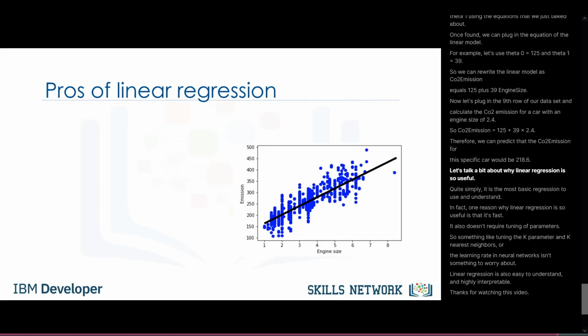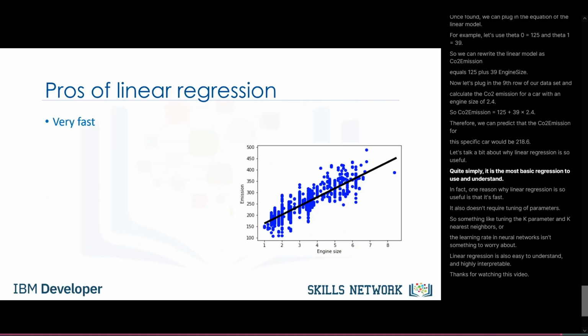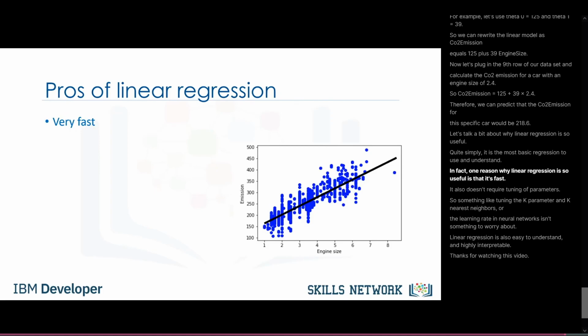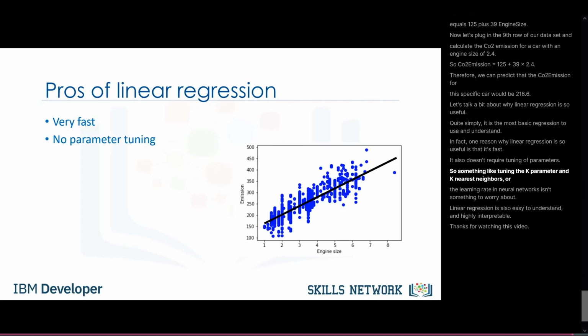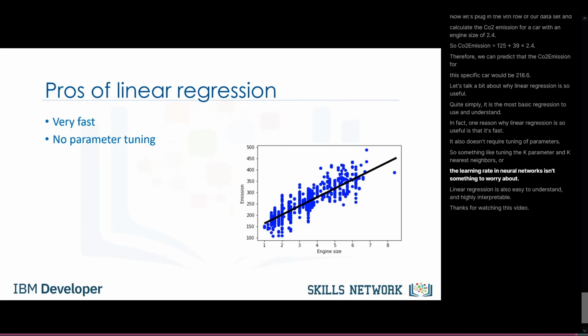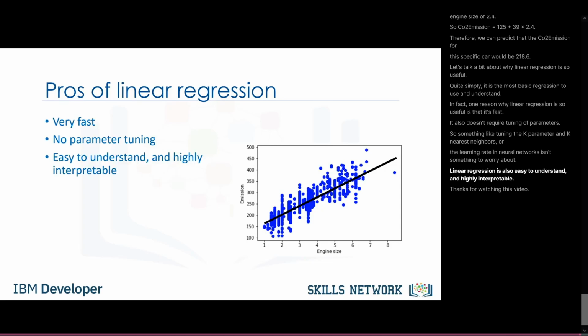Let's talk a bit about why linear regression is so useful. Quite simply, it is the most basic regression to use and understand. In fact, one reason why linear regression is so useful is that it's fast. It also doesn't require tuning of parameters. So, something like tuning the k parameter in k nearest neighbors or the learning rate in neural networks isn't something to worry about. Linear regression is also easy to understand and highly interpretable.